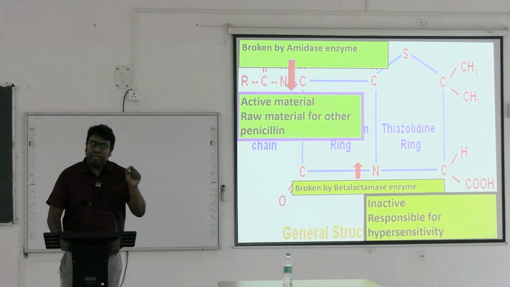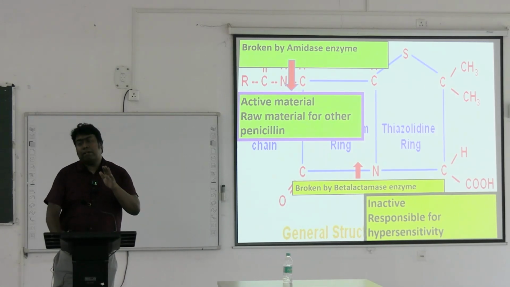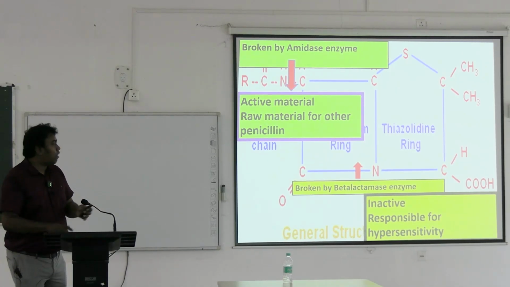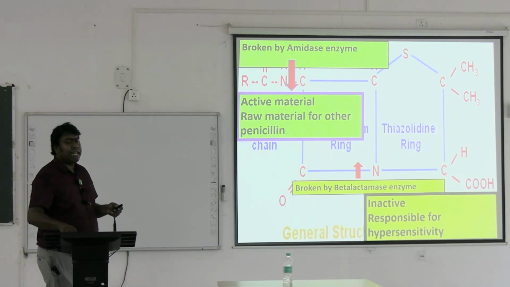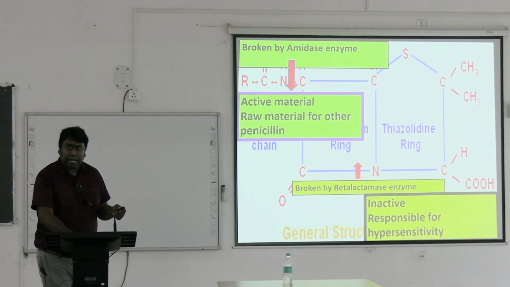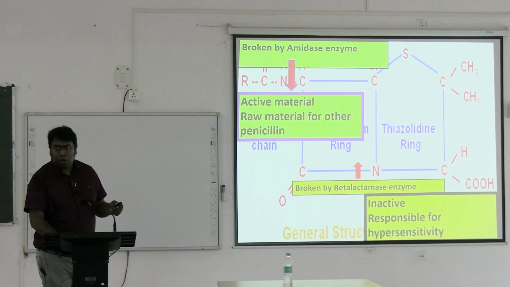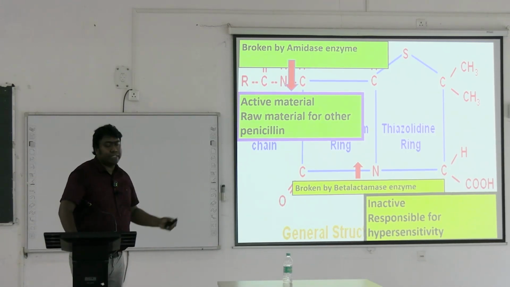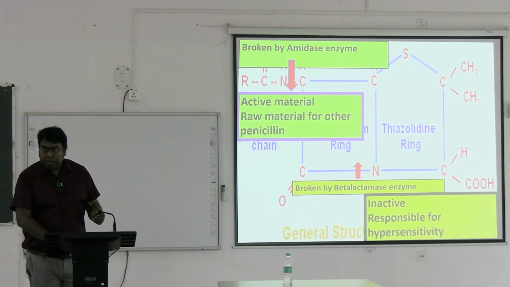Clear? Both are carbon nitrogen bonds. One is broken down by amidase, which is helpful, whereas the carbon nitrogen bond in the beta lactam ring breaking down results in the loss of antimicrobial activity of any beta lactam antibiotic. Not only penicillin, but other beta lactams also develop resistance if beta lactamase breaks this carbon nitrogen bond in the beta lactam ring. Clear so far?